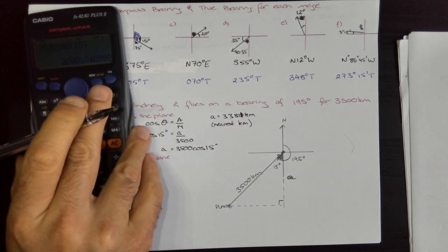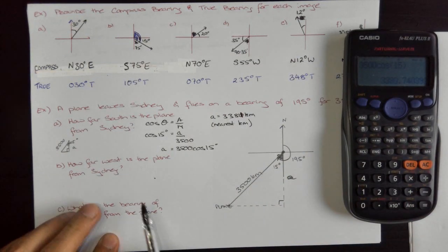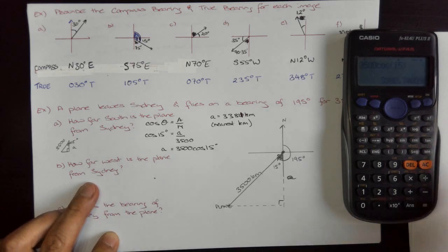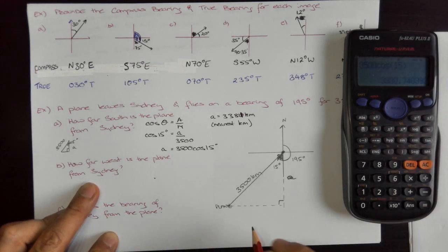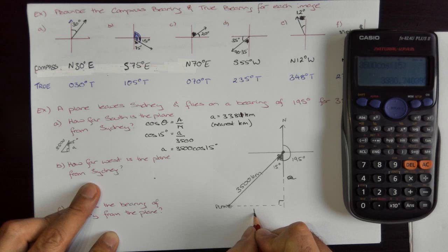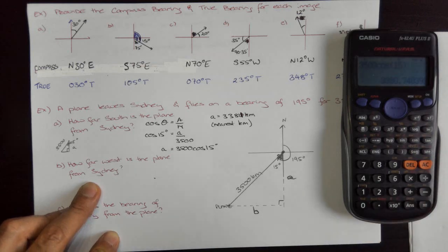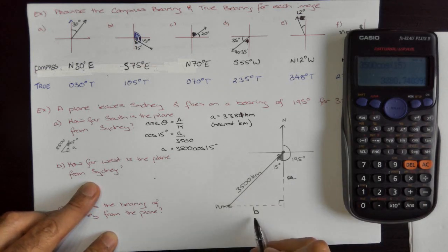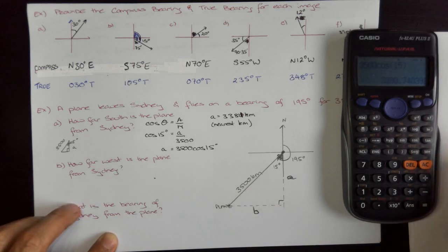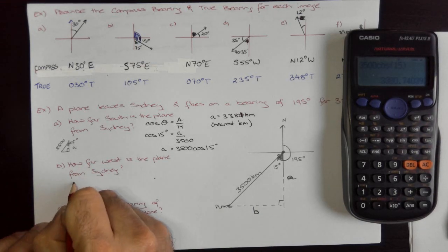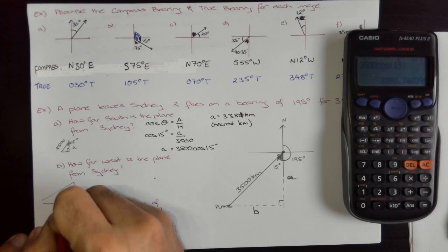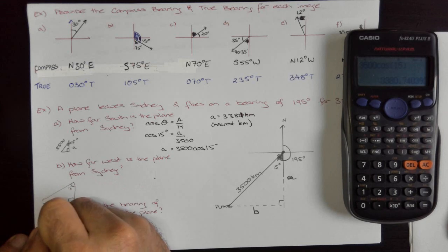Okay. Let's do part 2. It says how far west. So west is going this way, so let's call that B. We want to find out this measurement. Okay. So now that I still have that, I'm now looking at the opposite and the hypotenuse. So here's my triangle. I've got this, that's 15 degrees. I want to find that.